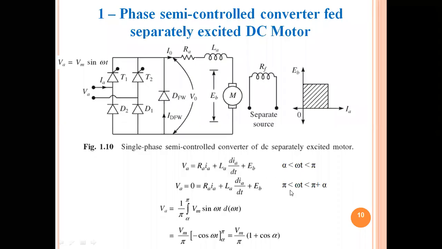And we will have a small duration which is from pi to pi plus alpha. In this duration, there is no input to the motor, because from pi to pi plus alpha, thyristor T2 will be in forward condition, but it is not in conduction mode. Similarly, from 0 to alpha also, thyristor T1 will be in forward condition, but not in conduction state.